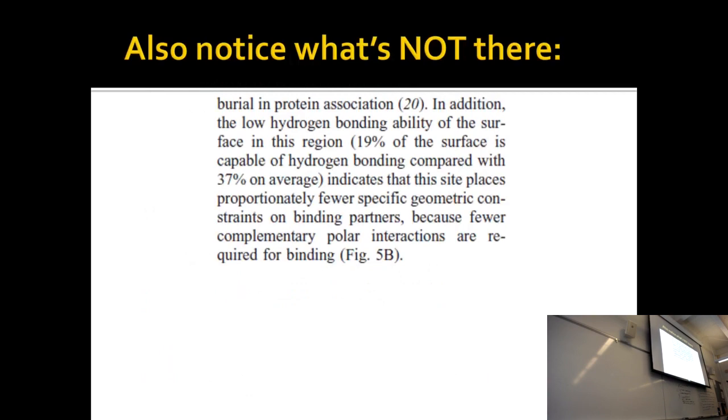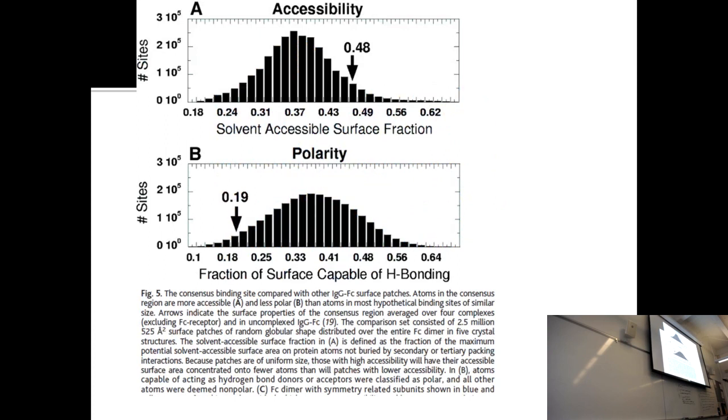Also, notice what's not there. When you're reading a paper, sometimes you'll notice that what's not there is only 19% of the surface is capable of hydrogen bonding, compared to 37% on average. The way you have an accessible but non-polar surface is you lose the ability to do hydrogen bonding relative to the rest of the surface. So the one thing not to say about this is that it works through hydrogen bonds. Yeah, it can, but it's not the major way that it works any more than it's the major way that it works through salt bridges.